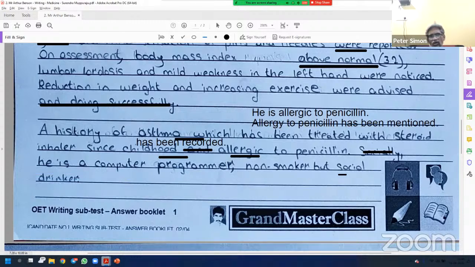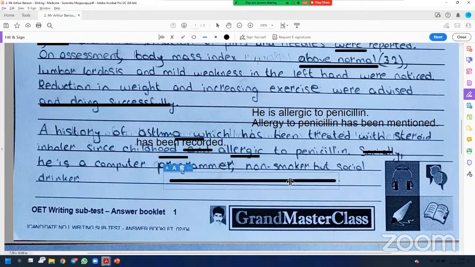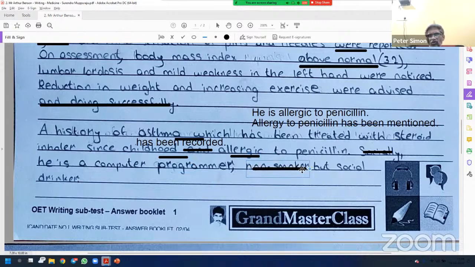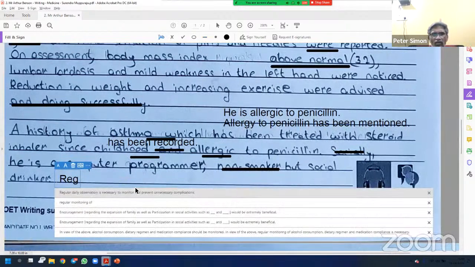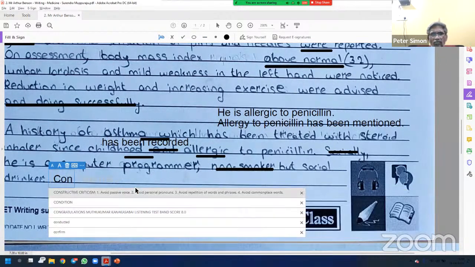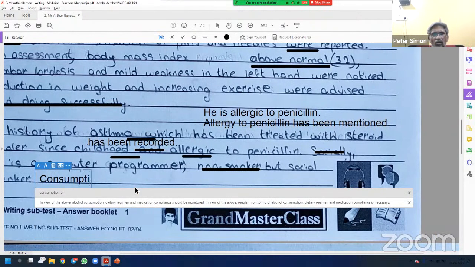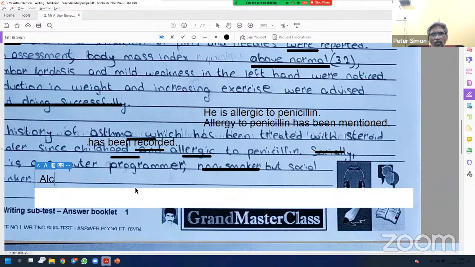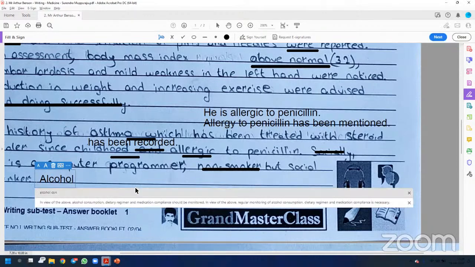So he's a non-smoker but a social drinker. Non-smoker need not be written, right? If he's a smoker, there may be some problem, so you have to write that. But he is not a smoker, so why do you want to write that one? Correct or not? Social drinker. Regular consumption of alcohol on social occasions has been... Like that, you can write regular alcohol consumption.